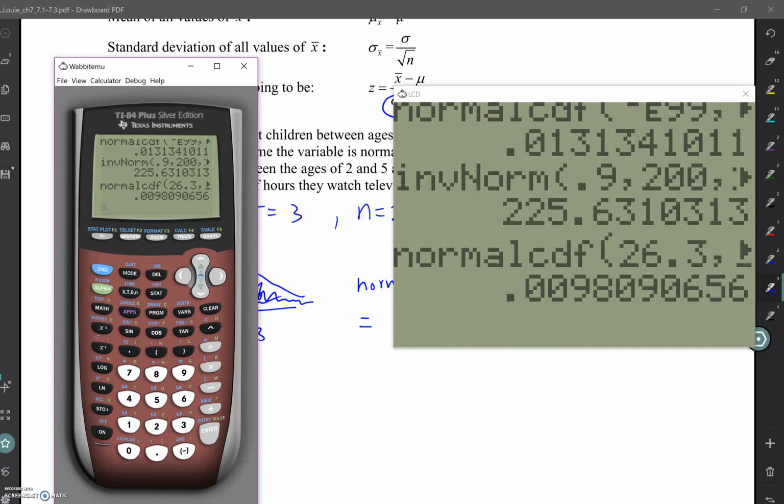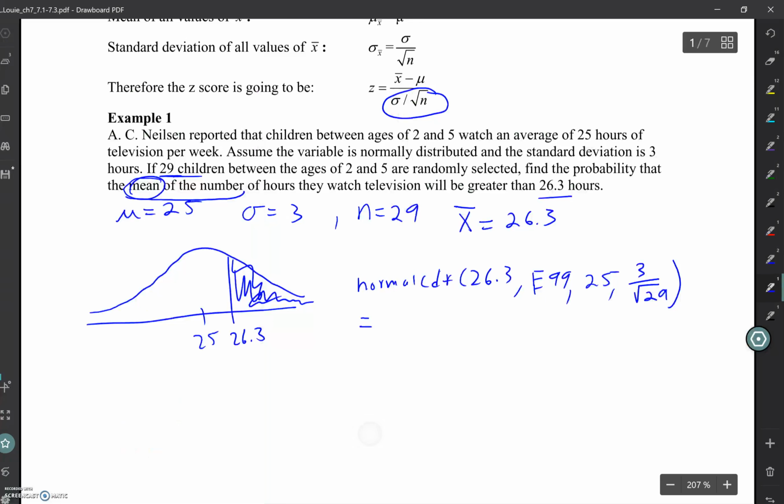And it's going to tell me that my probability for that is 0.0098. No, you have to put infinity because you're going to go above, right? 0 would be below the 26.3, so we have to actually put in infinity.